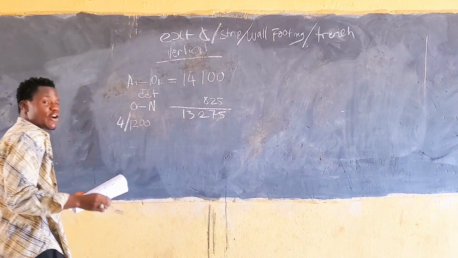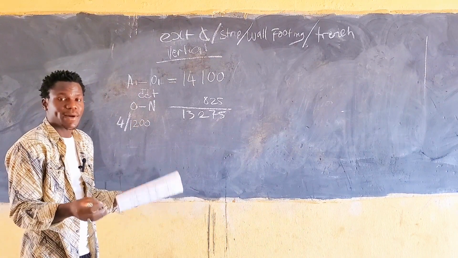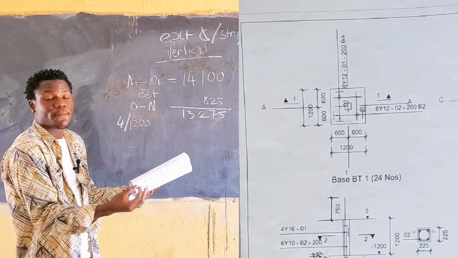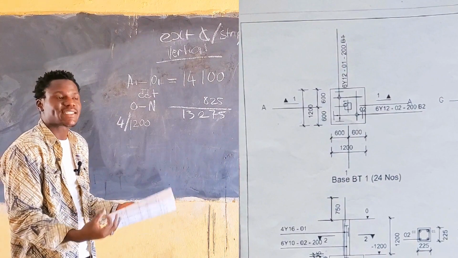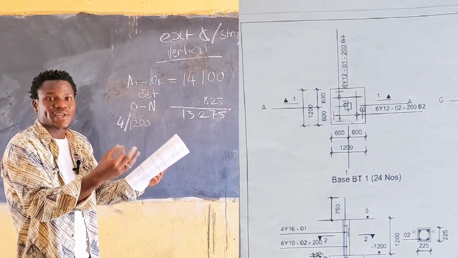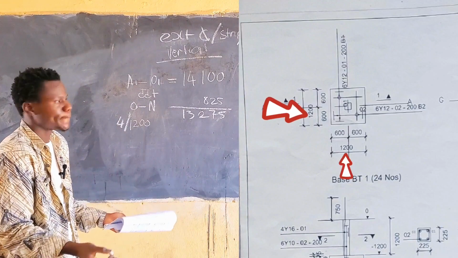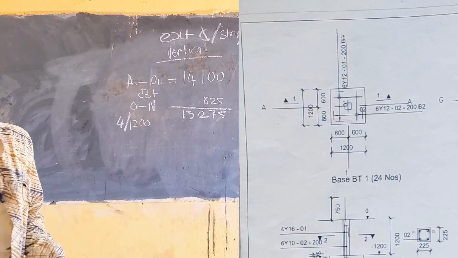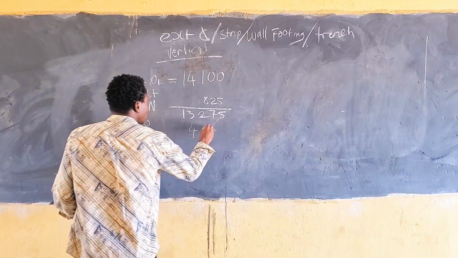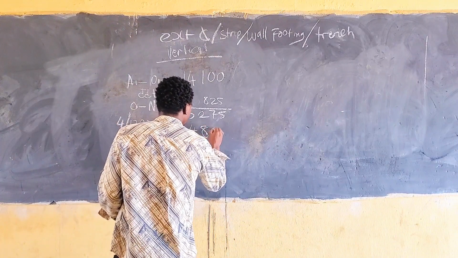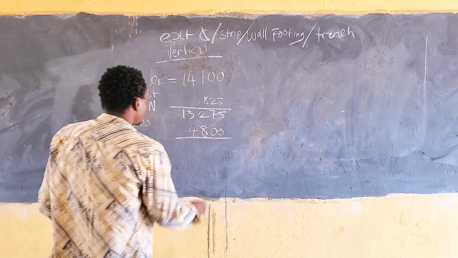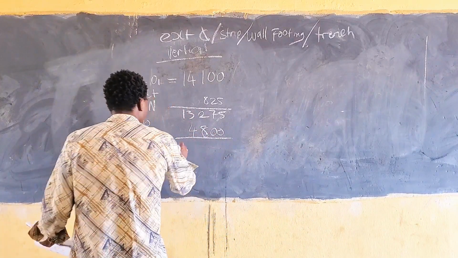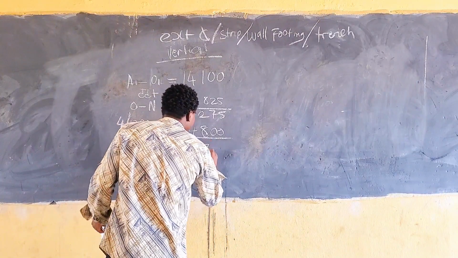1200. According to the foundation details, the specifications for the base types, for base type 1 that the structural engineer gave to us, he said the base type 1 is 1200 by 1200, as you can see clearly. So we are going to say 4 by 1200, which is going to give us 4800. So if you deduct 4,800 from 30,275, we'll be getting 8475.